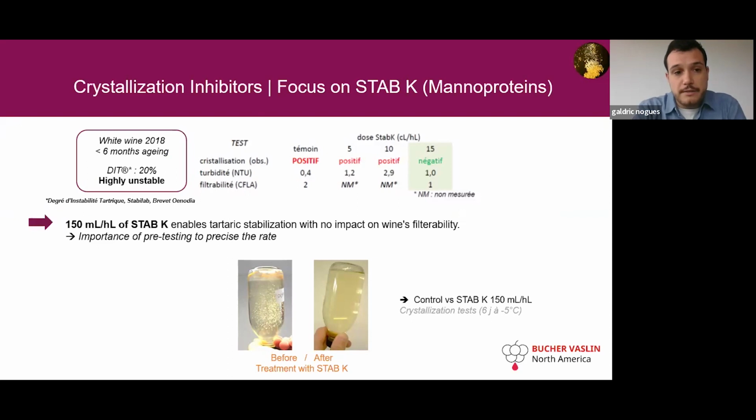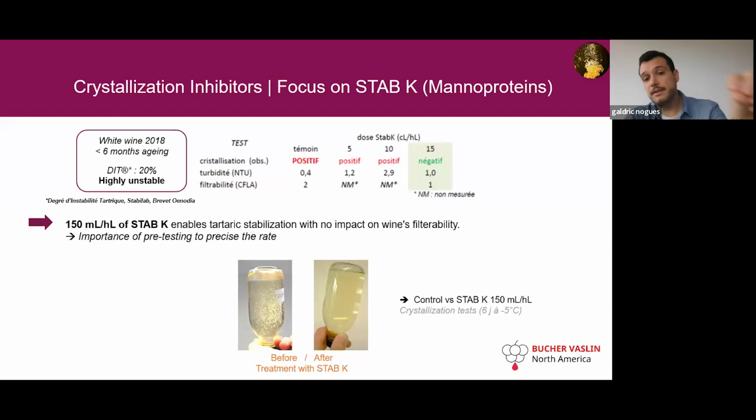In terms of trials, this is a trial made on a 2018 white wine with a little bit less than 6 months aging. We did on this trial the tartaric control, which is called DIT, for degré d'instabilité tartrique, which has been developed by Stabilab. This is a patent called Onodia. And this DIT was 20% on this wine, so it's connected to something very highly unstable.